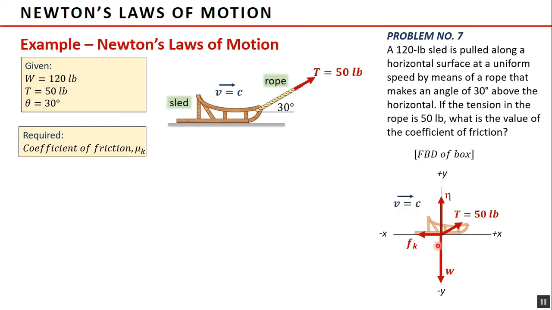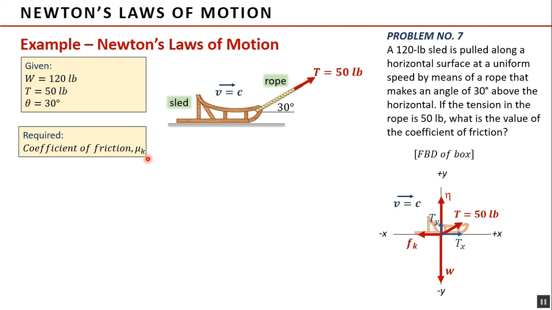Now we need to resolve tension in terms of x and y components. Since tension T is located in the first quadrant, its x component, Tx, is towards the positive x-axis, and its y component, Ty, is pointing along the positive y-axis. Now, let us focus on the required quantity, and try to think of a formula from which the coefficient of kinetic friction appears. Do you think what is that formula? Go on, try to recall.